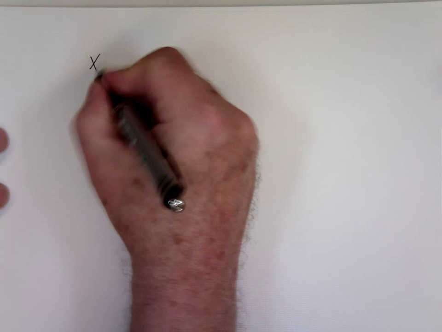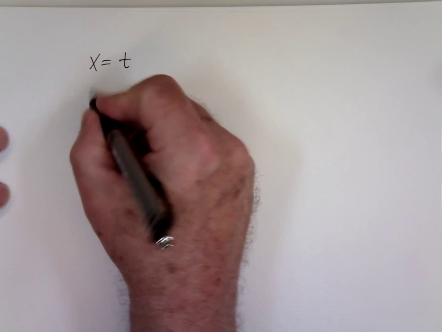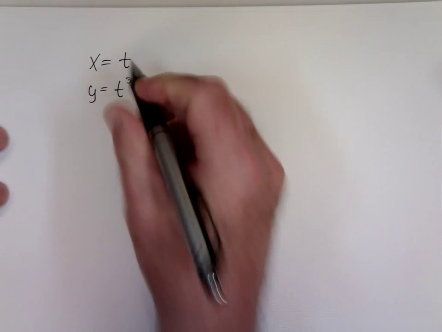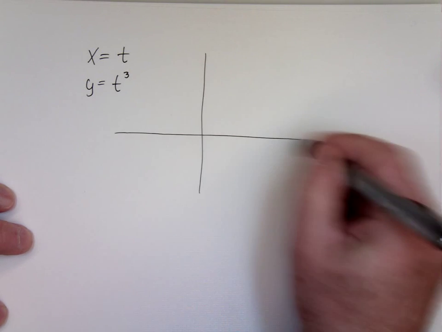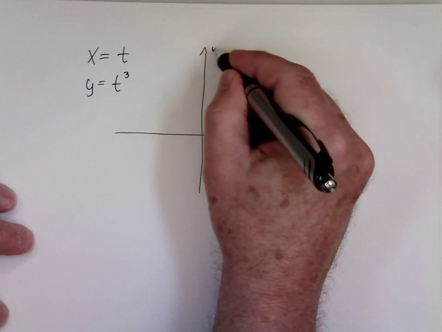Let's say you're given x equals t and y equals t cubed. And you want orientation of this thing. Okay.